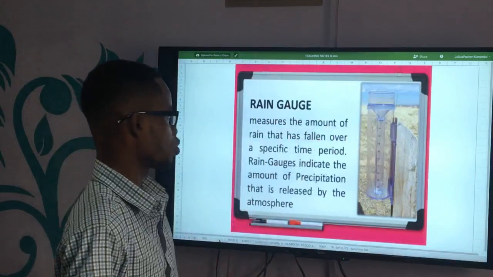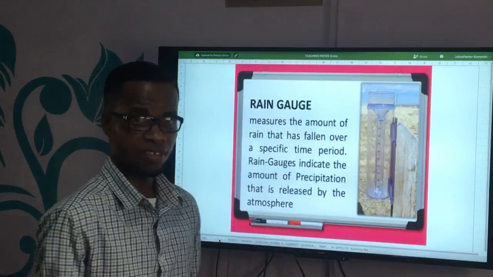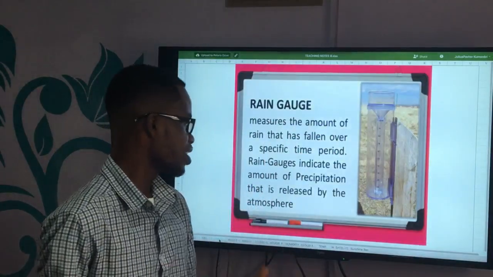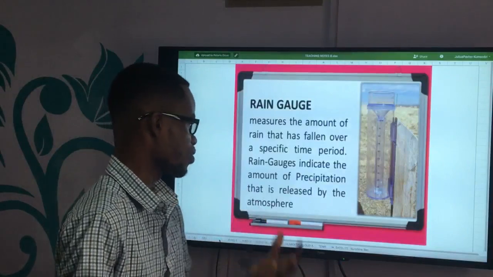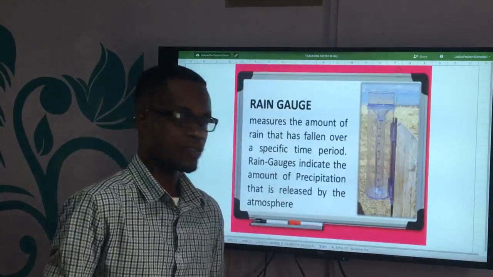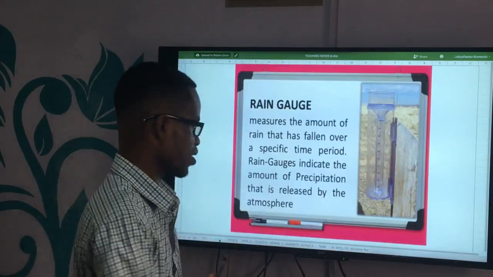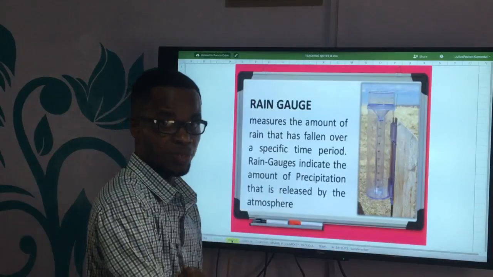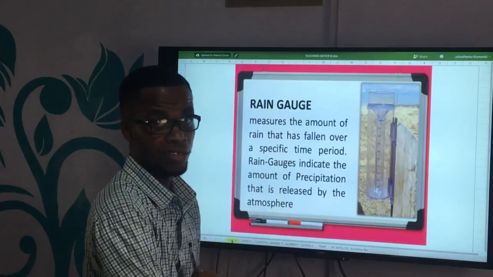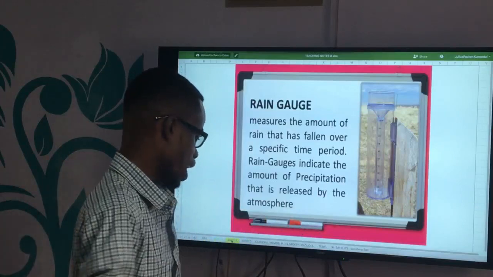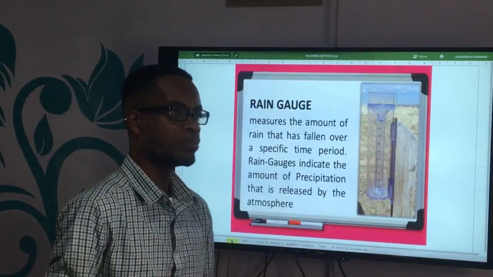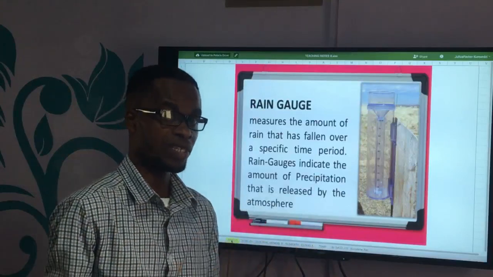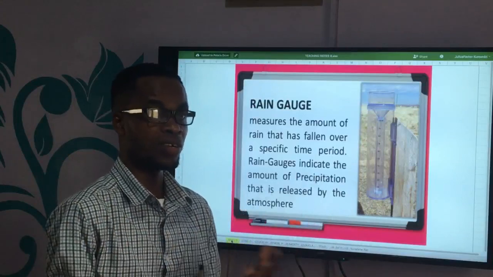It measures the amount of rain that has fallen over a specific period of time. Rain gauges indicate the amount of precipitation that is released by the atmosphere, so mostly rain. I'm sure you heard about precipitation in your science lesson. We can have snow, which is a solid form of precipitation, and the liquid form of precipitation is the rain.